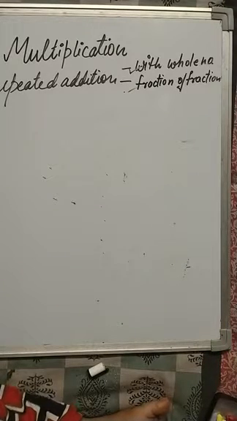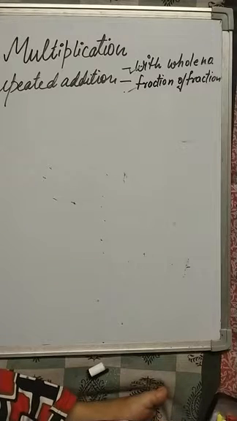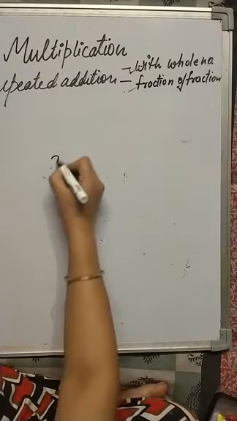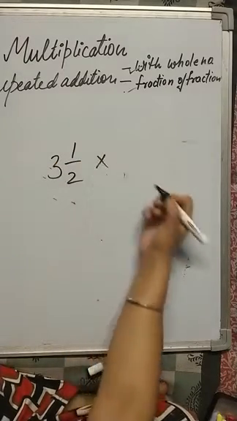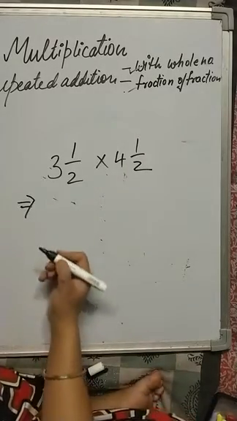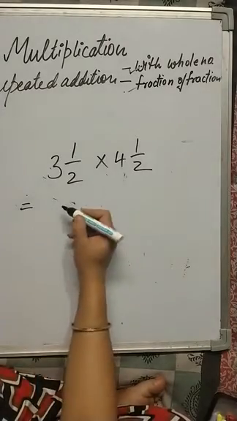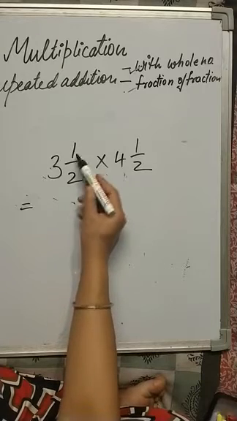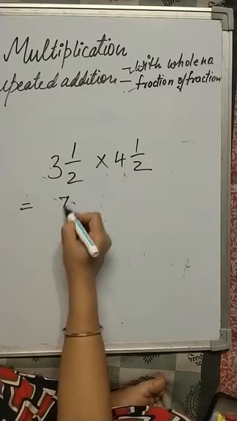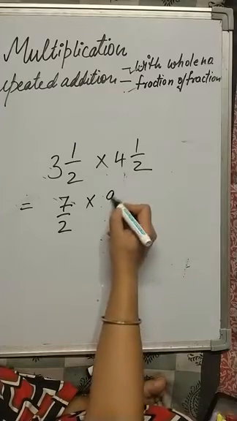Now with the bigger numbers, to escape from drawing and visualizing, we have derived a method to solve it. If 3.5 is to be multiplied with 4.5, what we do is we simply make their improper fractions. 3.5 will be written as 3 full and a half, which is 7 halves. And 4.5 will be written as 9 halves.